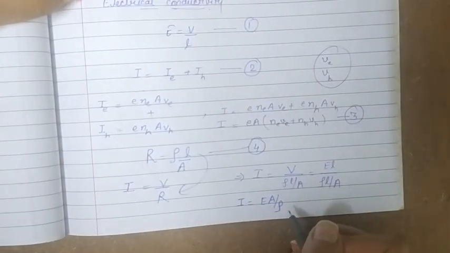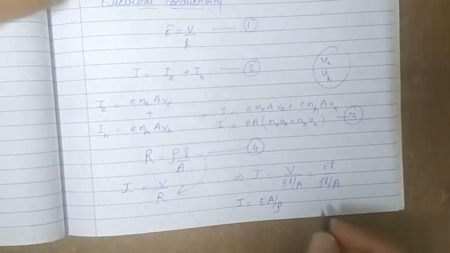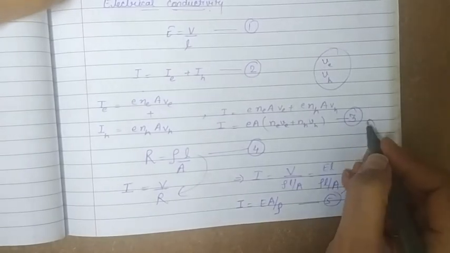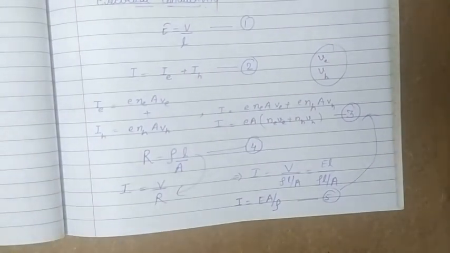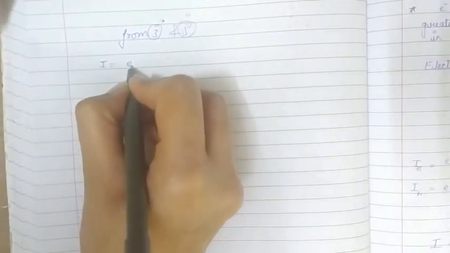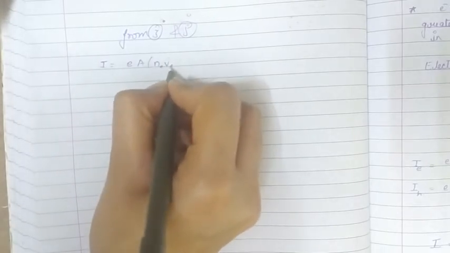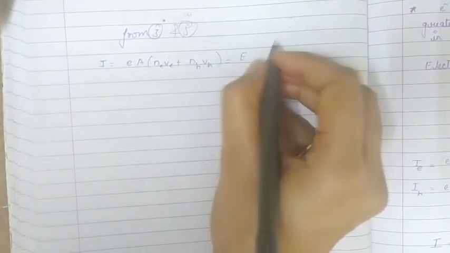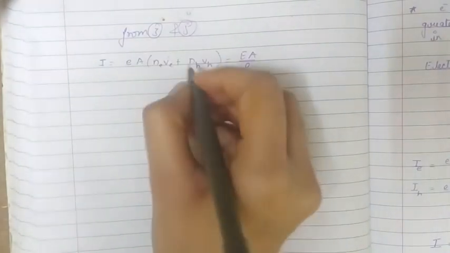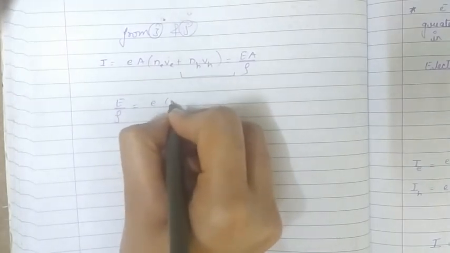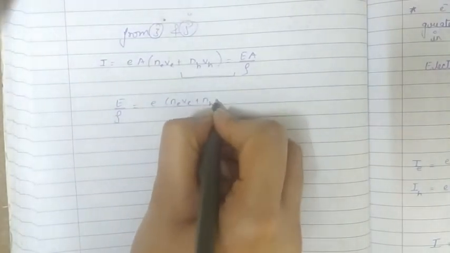We can assume it equation number 5 and equate equations 3 and 5, both are the currents. So by equating equation number 3 and 5, we get I is equal to eA (Ne Ve plus Nh Vh) is equal to EA upon rho, right? This is the value of current that we get by equating, and on equating these two we get E upon rho is equal to small e (Ne Ve plus Nh Vh).